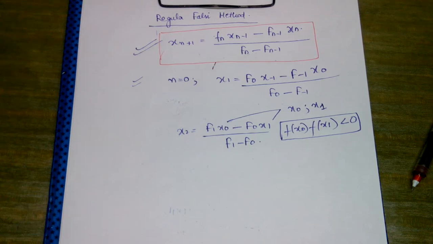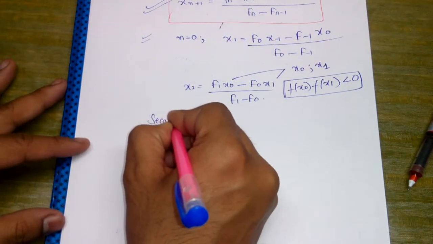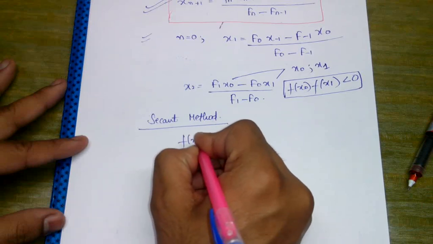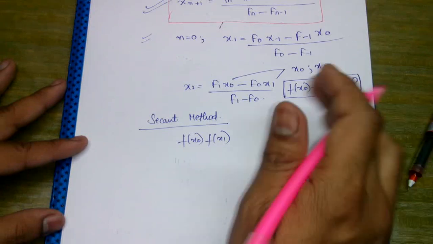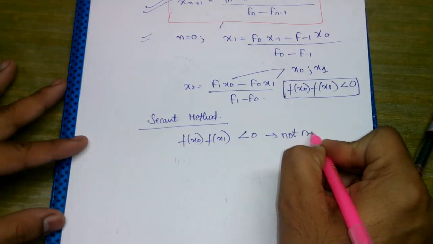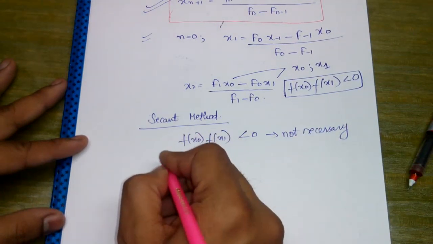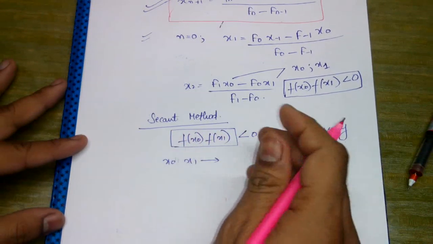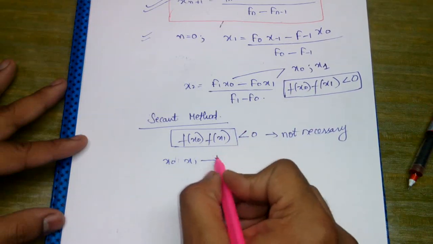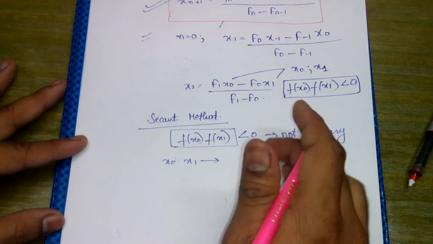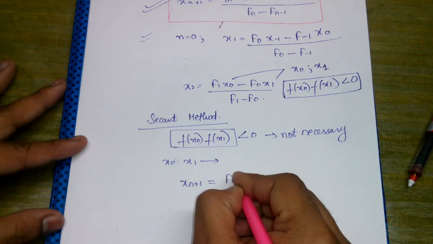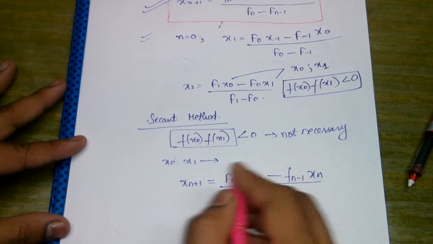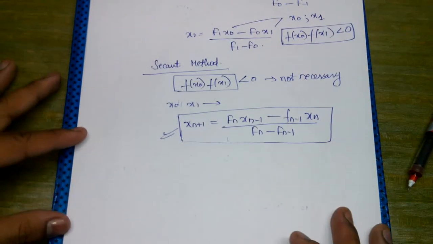Now, after the regula falsi method, we have the secant method. The difference between the secant and the regula falsi method is only that f(x0) and f(x1) need not be less than 0. Meaning, it is not necessary that the product be negative. The two guesses x0 and x1 will be taken in such a way that the product of f(x0) and f(x1) may not be negative; the product of these two can also be positive. However, the iteration formula is almost the same: x(n plus 1) is equal to f(n) x(n minus 1) minus f(n minus 1) x(n) upon f(n) minus f(n minus 1). This is the iteration formula that we will be using for the secant method.